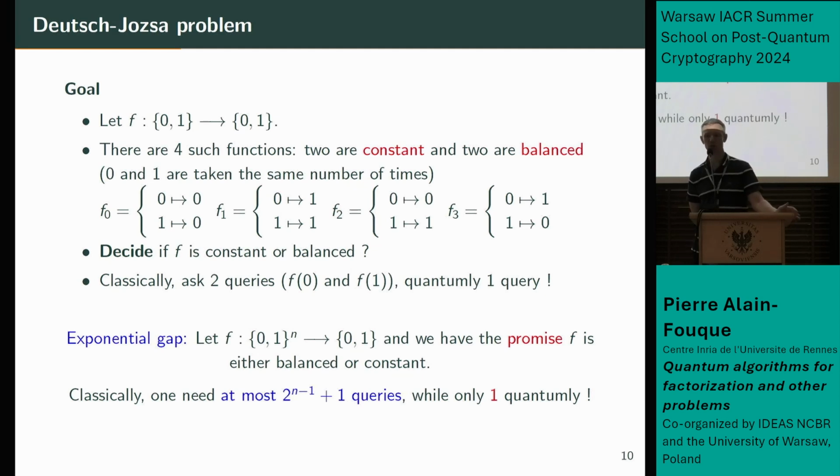Okay, so classically you can do this using 2^(n-1) plus 1 queries, because if the function is balanced and you begin with only, for instance, 0 output, so maybe you only ask the function for the value that the function is giving to 0, and you have to wait up to the query, which is 2^(n-1) plus 1.